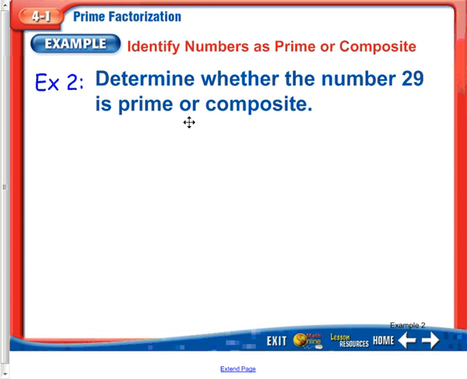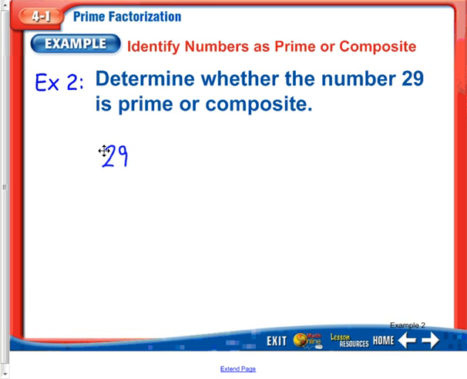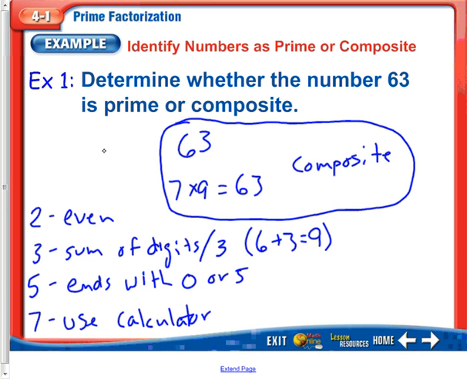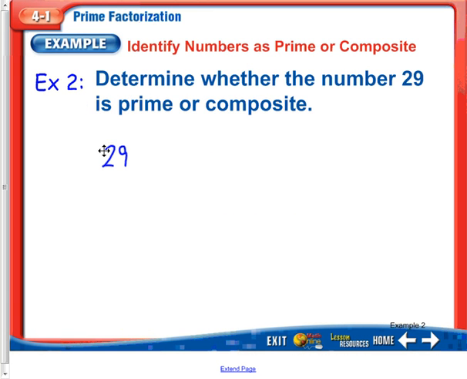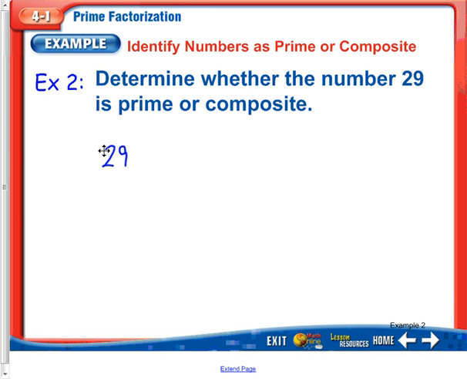So, determine whether the number 29 is prime or composite. So we're going to write the number 29, and then we're going to check our rules of divisibility. So does 2 work? Well, this is an odd number, so 2 does not work. Does 3 work? Well, we need to add the digits together. So 2 plus 9 is 11, and 11 is not divisible by 3. Do fives work? Well, this number does not end with a 0 or a 5, so fives don't work.